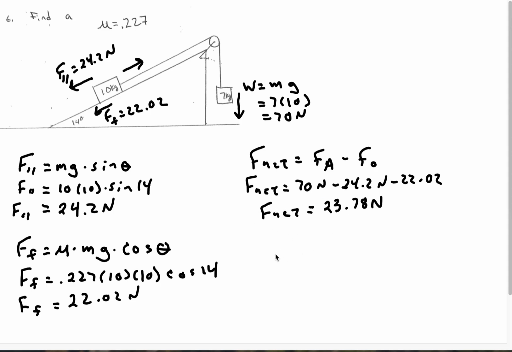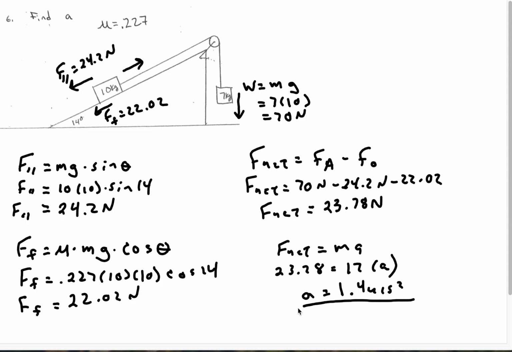And now I can finally find the acceleration. So F net equals mass times acceleration. This would be 23.78 equals the mass. Remember, they both move together. They're tied to a string, so I have to add them. 17 times the acceleration to get a by itself. Divide both sides by 17. And the acceleration will be 1.4 meters per second squared.